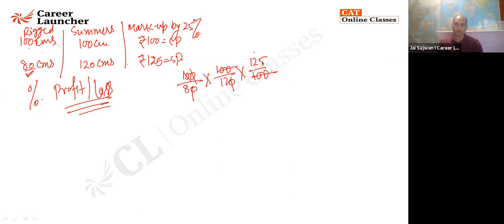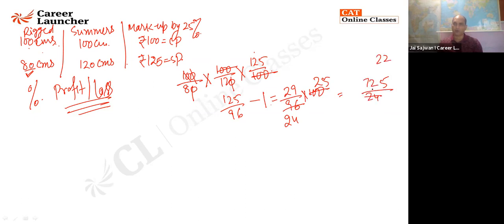Then I'll do this one. This is coming out to be 125 upon 96. Don't forget to subtract 1 from here. 1 means it is coming out to be 29 upon 96 into 100. I'll cancel it by 4. 4 2s are 8, 4 4s are 16. And this is 25. So 25 9s are 225, 25 2s are 50, 725 upon 25, 24 3s are 72, 24 2s are 48. So your percentage profit is coming out to be 30.2%.